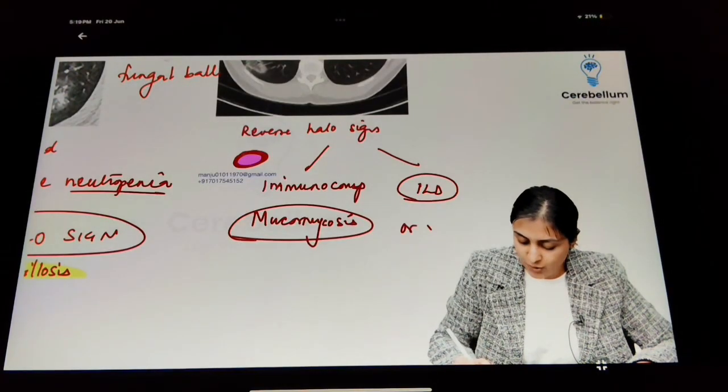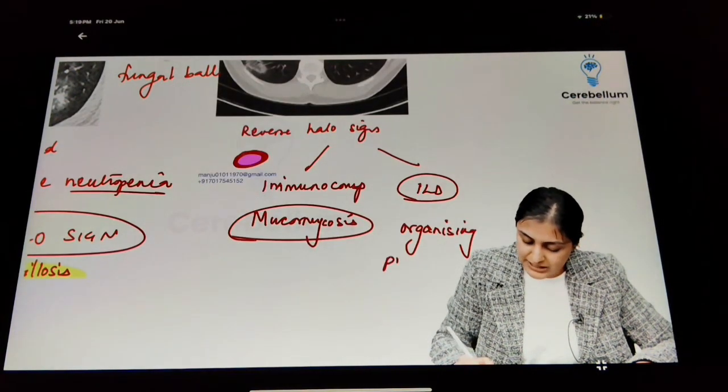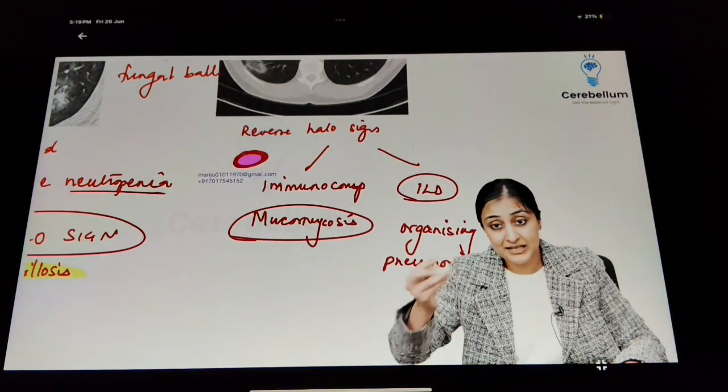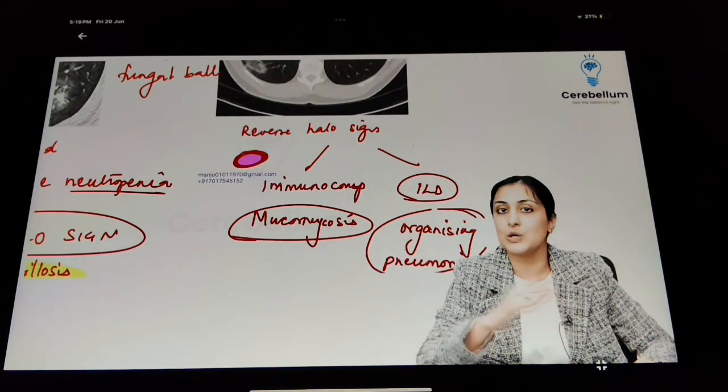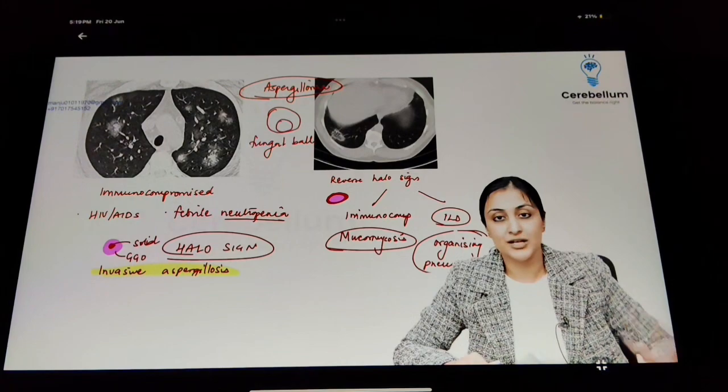But if you have a patient who's not sick at all, in the context of an interstitial lung disease, another DD, ILD is actually an organizing pneumonia, OP. This was previously called cryptogenic organizing pneumonia, COP. Now we call it organizing pneumonia. So two DDs of reverse halo sign, mucormycosis versus organizing pneumonia. Right? So we've done halo, we've done reverse halo.